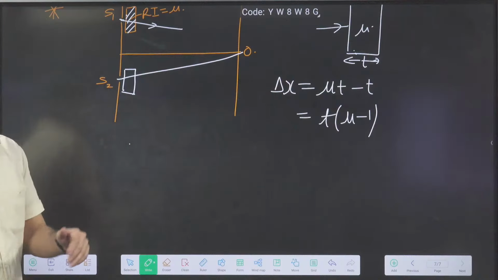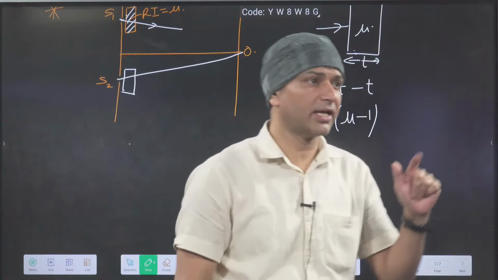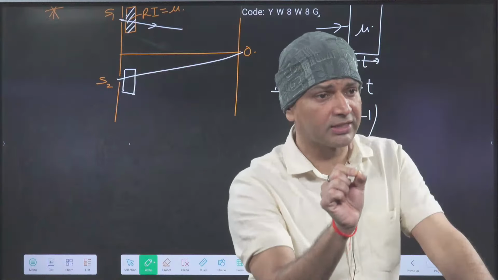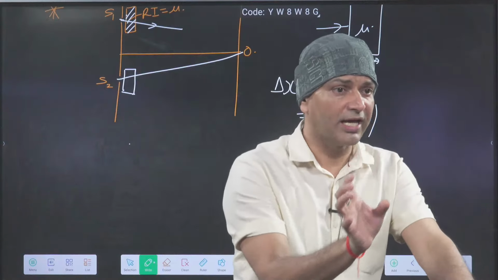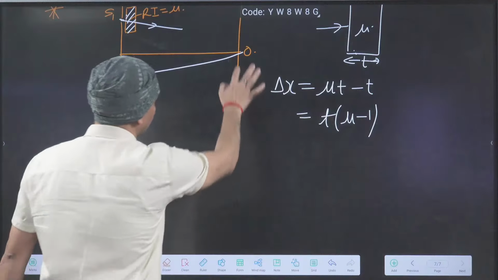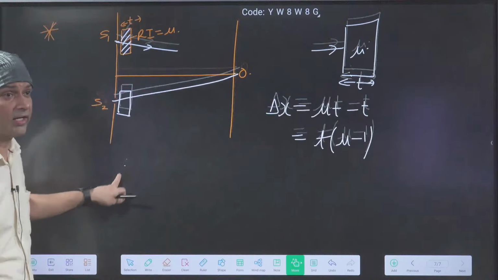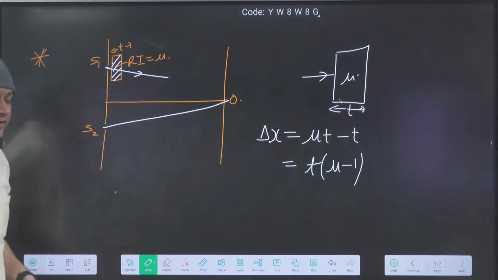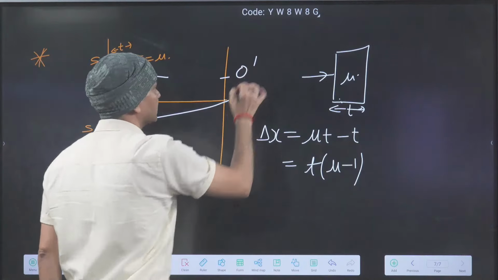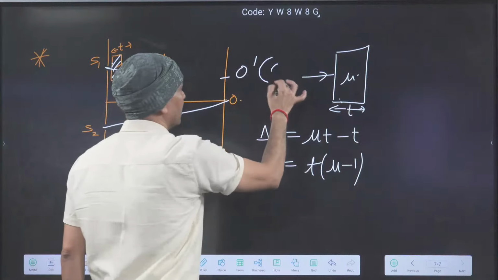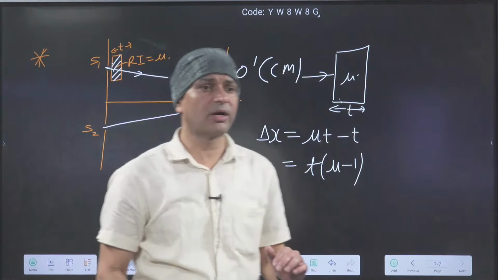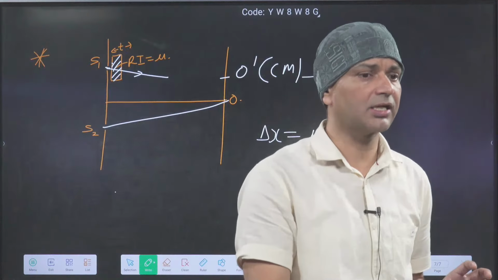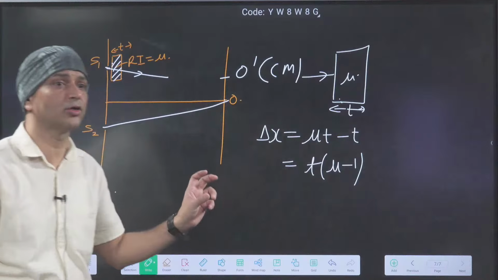Now, which wave is traveling extra path length? S1 wave is traveling extra. According to the definition of central maxima, the path difference has to be 0. But at O, the path difference is not 0. Why? S1 wave is traveling extra. Then where will the central maxima shift? Central maxima will shift above. Suppose it is O dash, that is the central maxima. So one thing we have to remember: central maxima will shift towards the slit where we have introduced the slab.